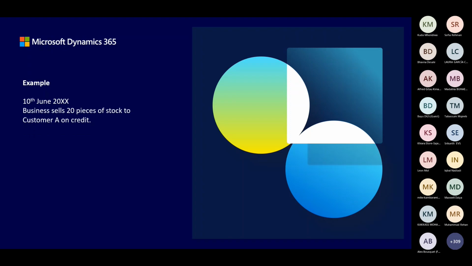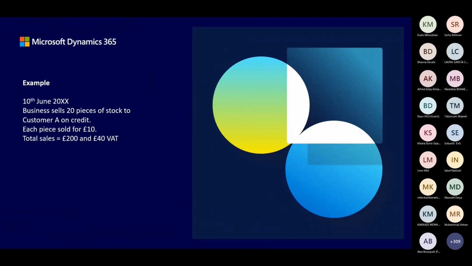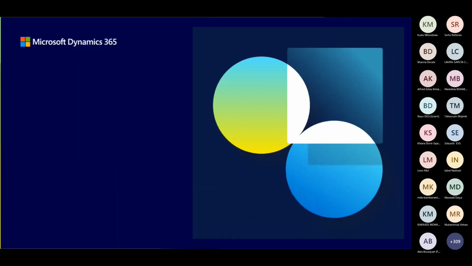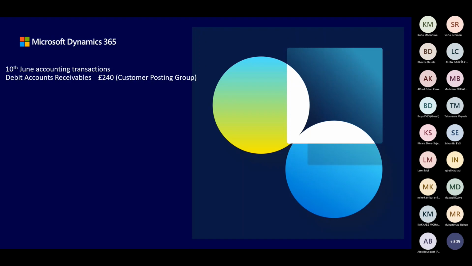Okay, so say further down the line, the business sells 20 pieces of this stock to customer A on credit, and you're selling them for £10 each. So, sorry, go back. You have total sales of £240 including VAT. So in terms of the accounting, we're looking at debit accounts receivables, 240, the gross amount. Credit the sales net, credit VAT, 40.